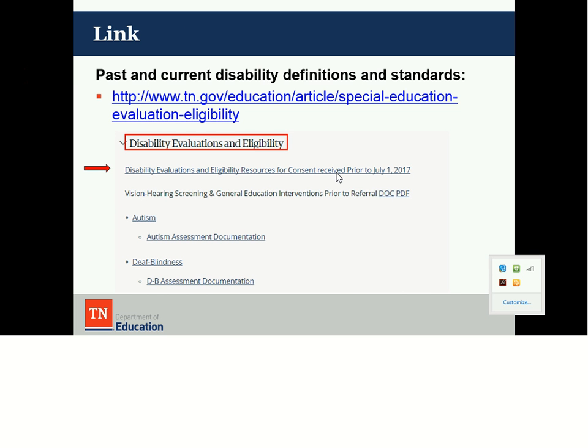If you are currently working under an evaluation where consent was obtained prior to July 1, 2017, you will still need to follow the previous eligibility definitions and standards. So if your consent was before July 1, make sure that you are following those prior standards and definitions. If your consent was obtained after July 1, if you click on the link associated with the disability name, that will be your definitions and standards as I mentioned before, and the form underneath it is your assessment documentation form, which is your outline. We will also be uploading completed guidance evaluation documents that will replace the old resource packets associated with different disabilities, and any other forms that appear to go along with the evaluation will also be included.